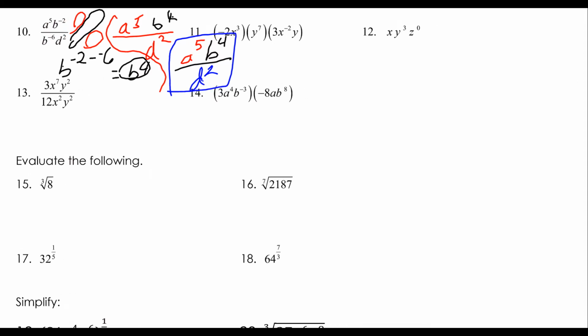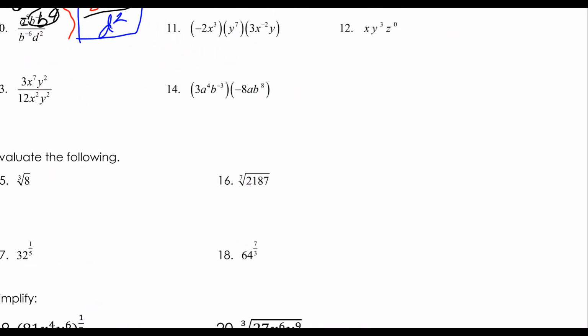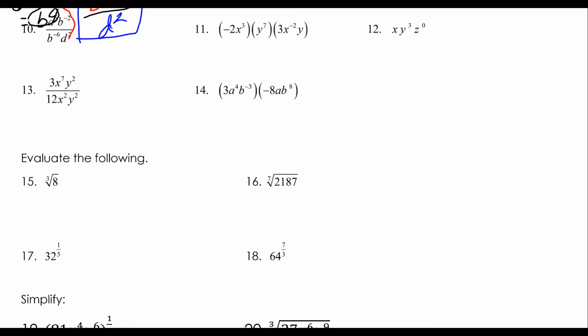On number 11, what we're going to be looking for is we got these numbers at the front. We can go ahead and take care of those. Those are pretty simple. So we go negative 2 times 3. That's going to be negative 6. Alright, if we can remember correctly, we can add our exponents. So we're going to add the exponents for the x, and that's going to be x to the 3 plus negative 2. And then we've got the y's that we can add together, and that's going to be y to the 7 plus 1.